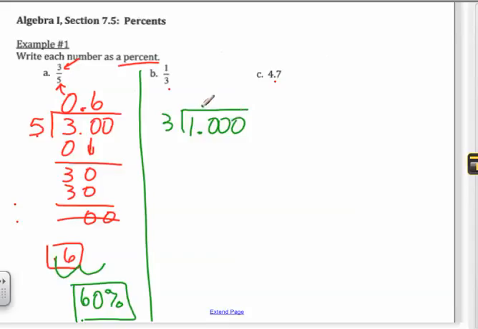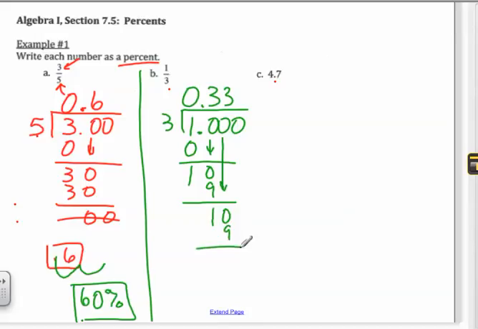3 goes into 1 0 times. 0 times 3 is 0. Subtract, bring down. 3 goes into 10 3 times. 3 times 3 is 9. Subtract, bring down. 3 goes into 10 3 times. Wait a minute. I see a pattern growing here. I'm not that smart, but this seems familiar. Now, guys, I've got 2 numbers already behind the decimal place. I don't need any more.